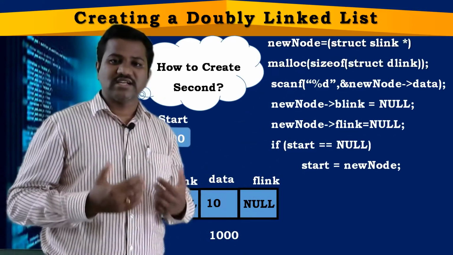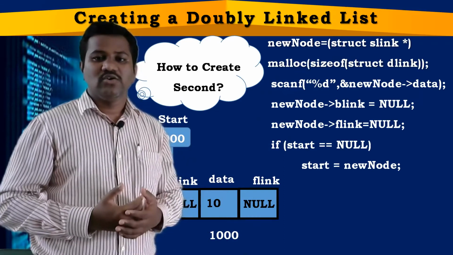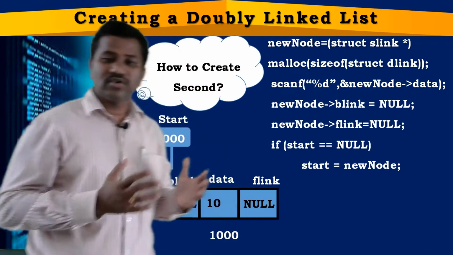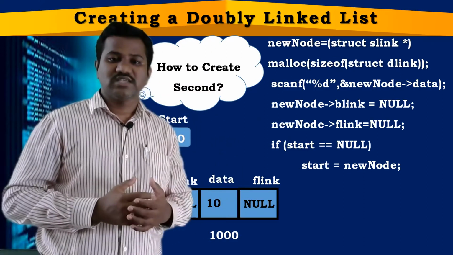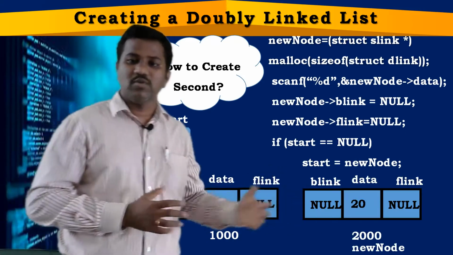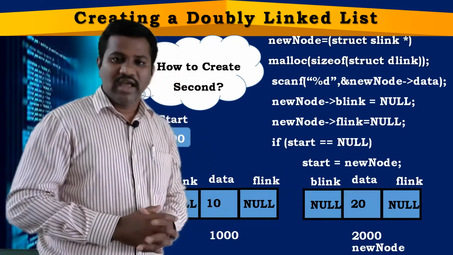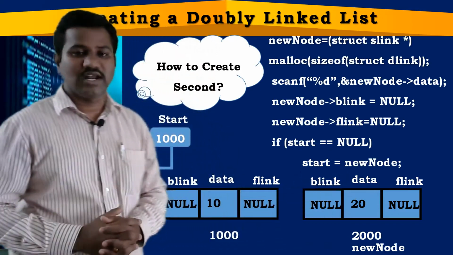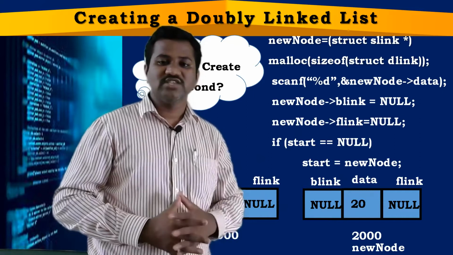Allocating a block of memory, accepting the data part, assigning null to the two links, and checking whether we are creating the first node or not. Here we are not going to create the first node. We are creating the second, right? So this is how the block of memory is allocated, which contains 2000. 2000 is stored in new node, and the data part is 20. The B link and F link contain null.